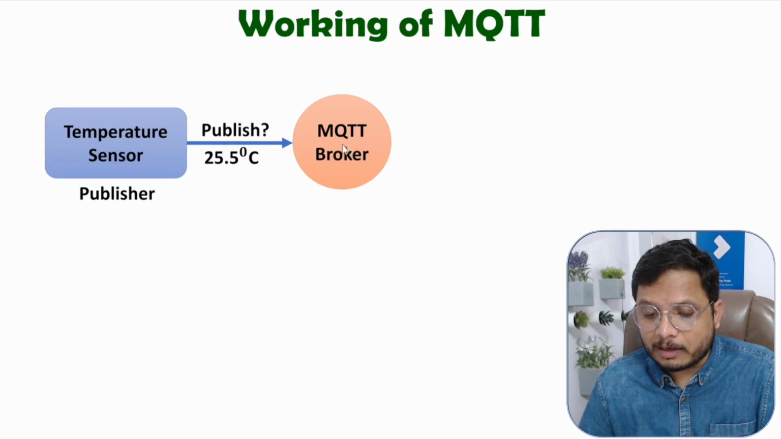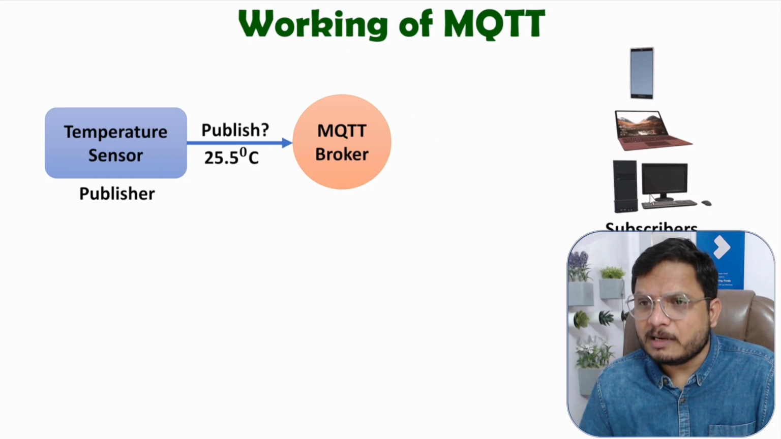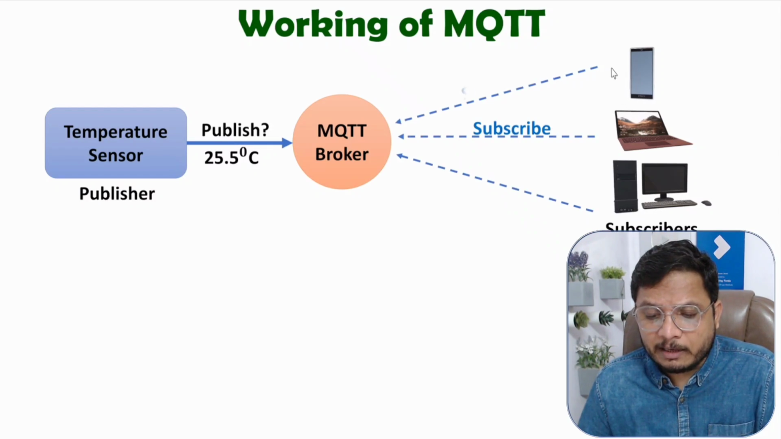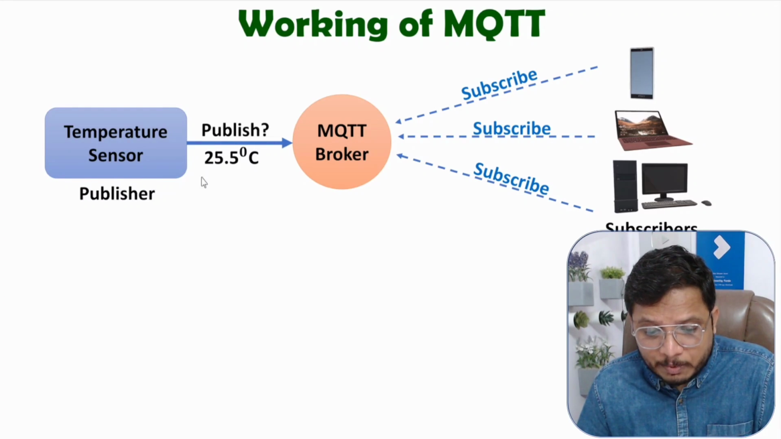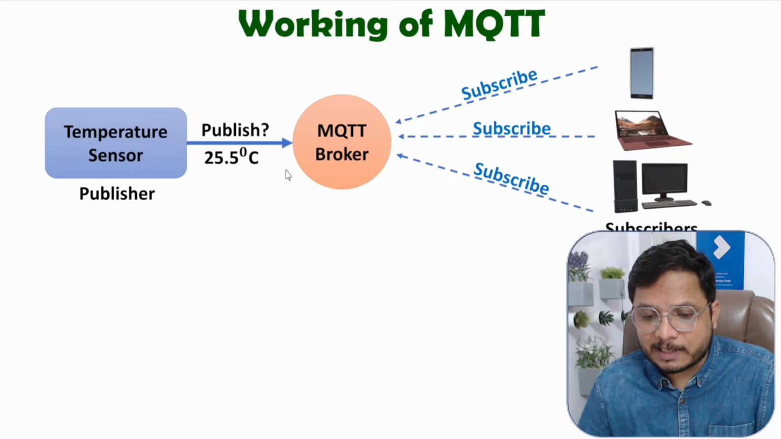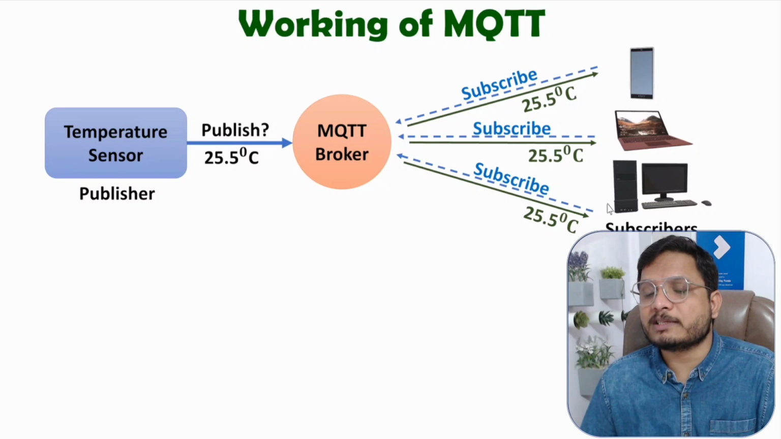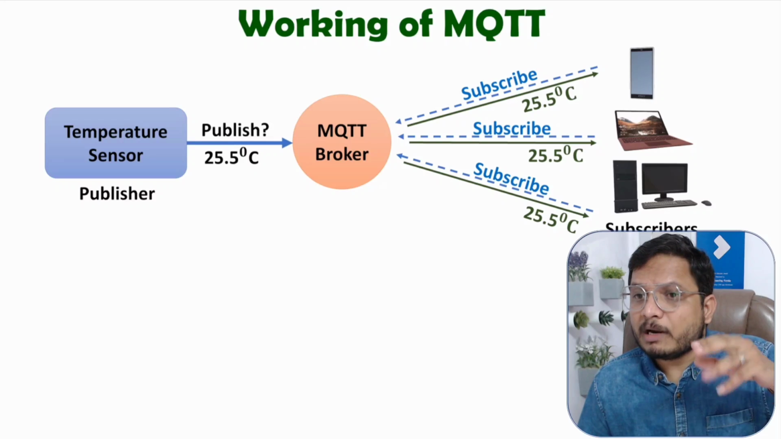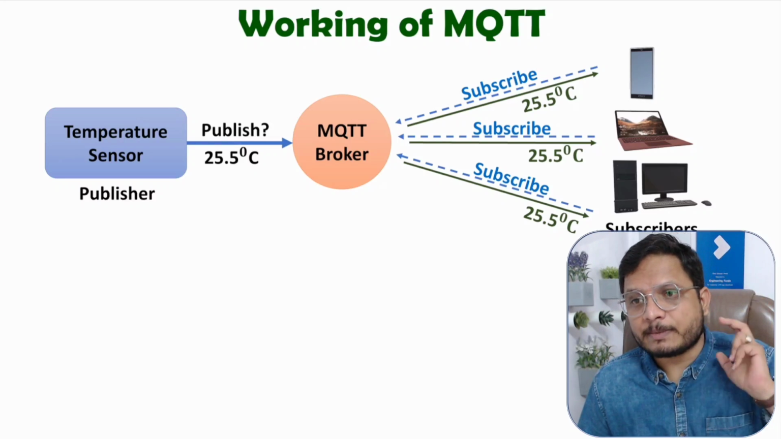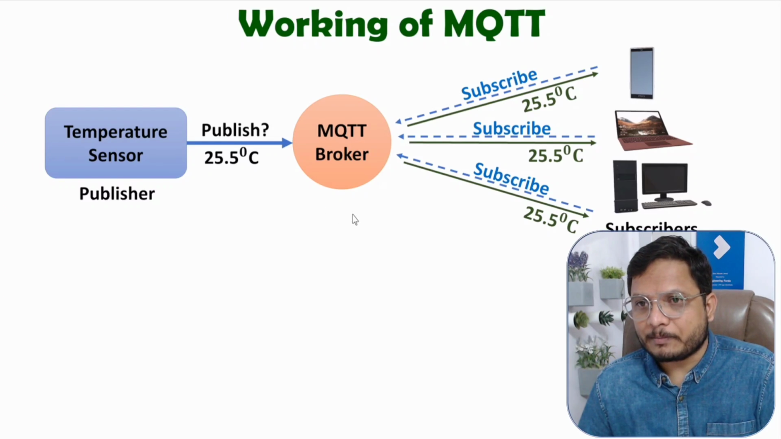So the MQTT broker allows subscribers to subscribe to the topic. Let us say here we have different subscribers, different devices. They are subscribing to the topic which is temperature. Then if this publisher publishes a temperature of 25.5 degrees Celsius, that data will be forwarded in terms of a message to all the subscribers, right? Likewise, multiple topics can be published, and multiple topics can be subscribed to by a subscriber too, right? So this is how the publish-subscribe model works.